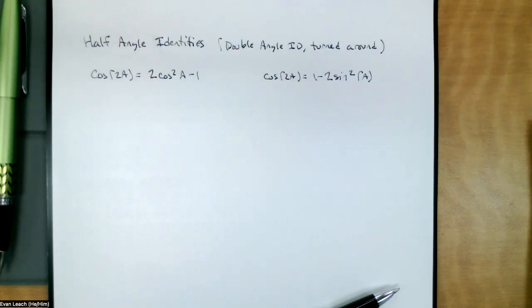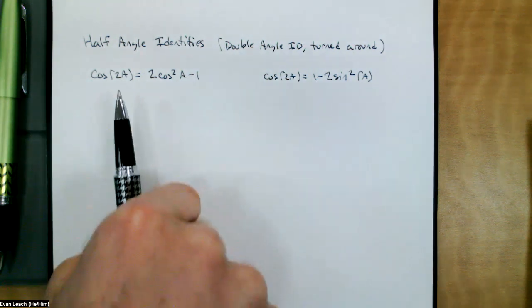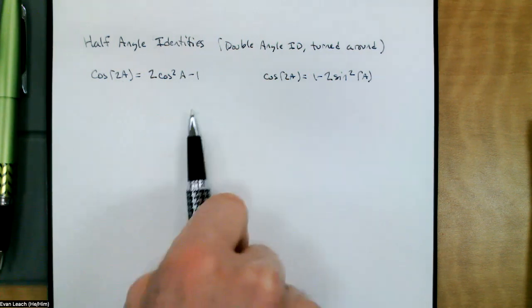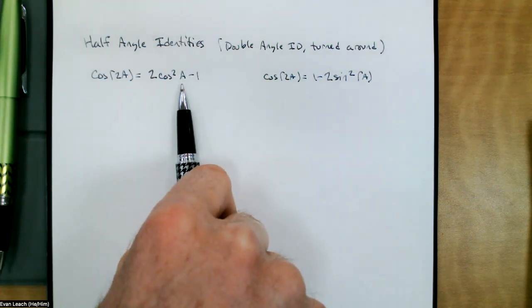Next up, we want to talk about half angle identities. These are going to be just like our double angle identities, but we're going to turn them around. Notice that 2A is twice as much as A, but A is also half as much as 2A. So contained in our double angle identities, I'm just going to reframe the double angle part of the identity to be the half angle part of the identity.